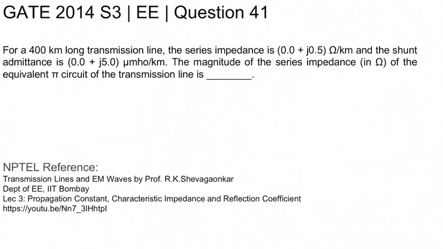3 electrical question number 41. For a 400 kilometer long transmission line, the series impedance is j0.5 ohm per kilometer and the shunt admittance is j5 micromho per kilometer. The magnitude of series impedance in ohm of the equivalent pi circuit of the transmission line is being asked.